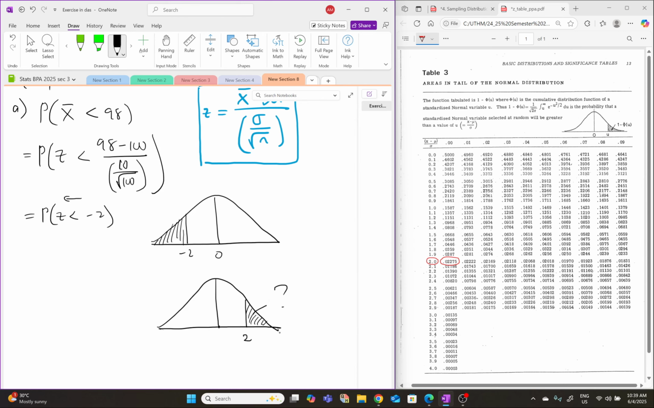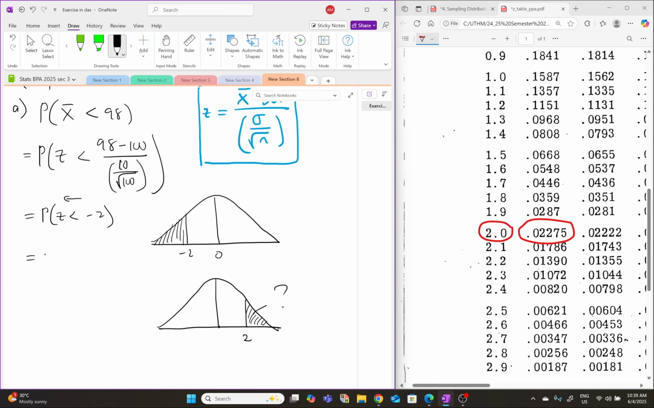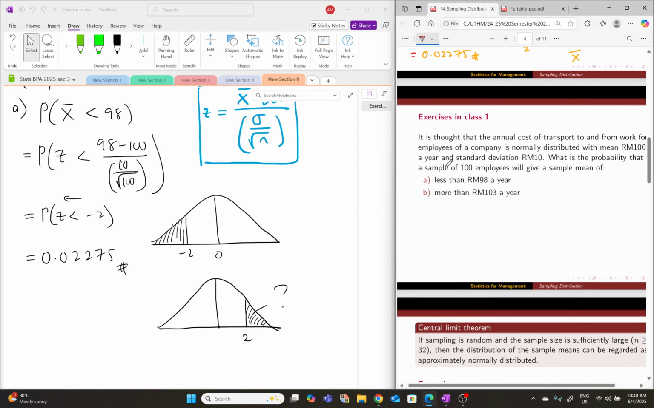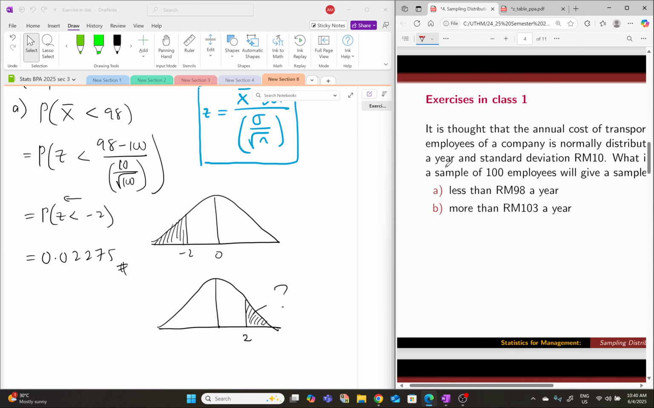Yang ini macam mana kita nak cari? Tadi kita dah cari dah. Ni adalah 0.02275. That is answer. Okay, so I give you some time now. Cuba buat 1B, more than 103 a year.